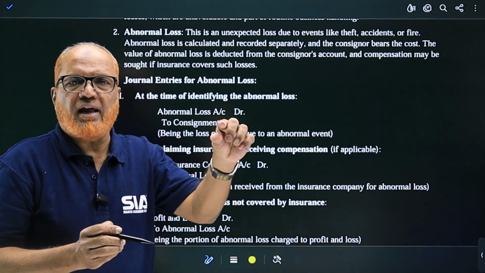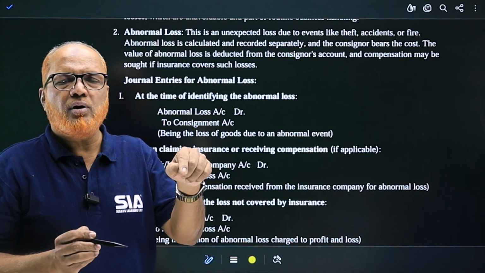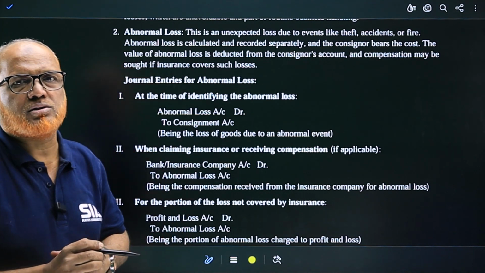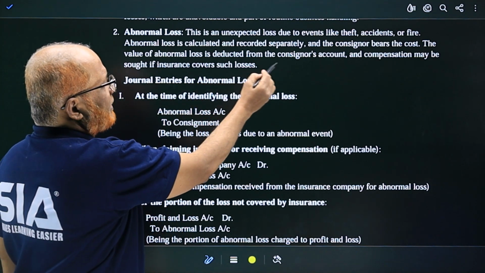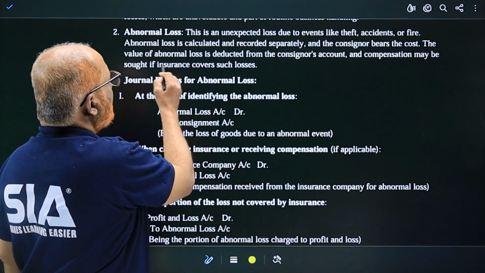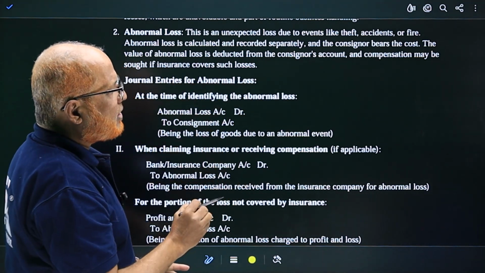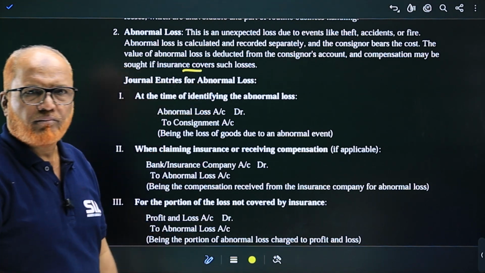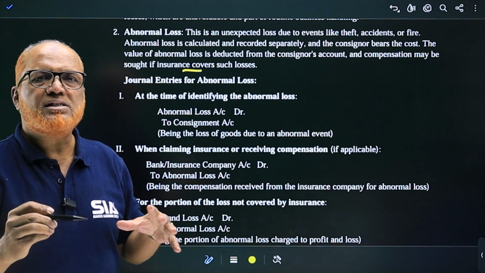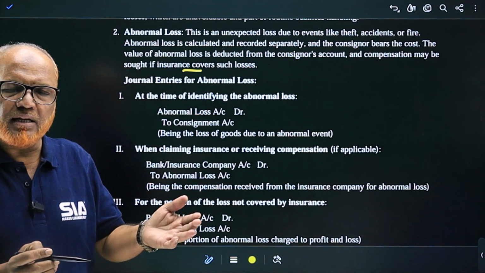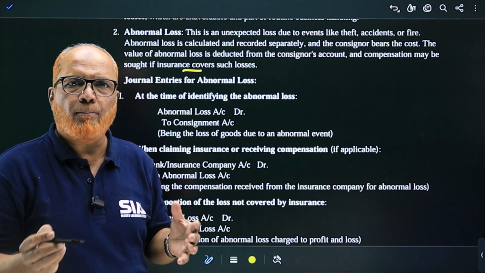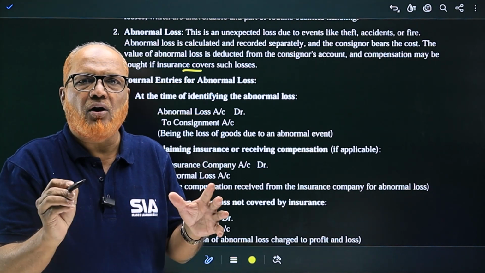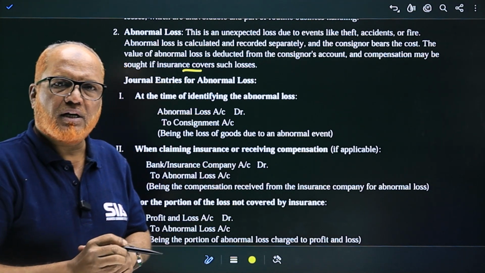We have to find out the value of abnormal loss, and corresponding journal entries have to be passed for abnormal loss. So it is recorded separately, and the consignor bears the cost. The value of abnormal loss is deducted from the consignor's account, and compensation may be sought if insurance covers such loss. If the loss is covered under insurance, the consignor may get some amount from the insurance company. It is, if it is covered. Otherwise, if it is not covered, the entire loss is the loss of the consignor.